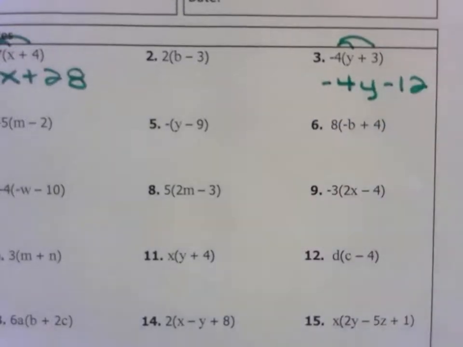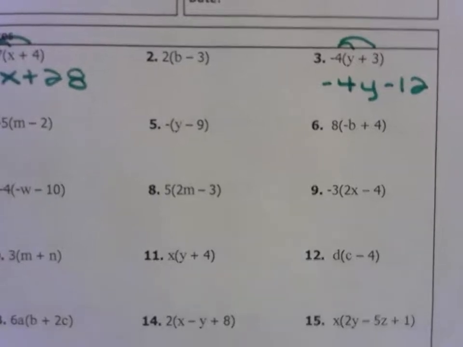Negative 4y minus 12. Be careful with the negative. Negative 4 times y is negative 4y. Negative 4 times positive 3 is a negative 12. Okay, let's look at 5.